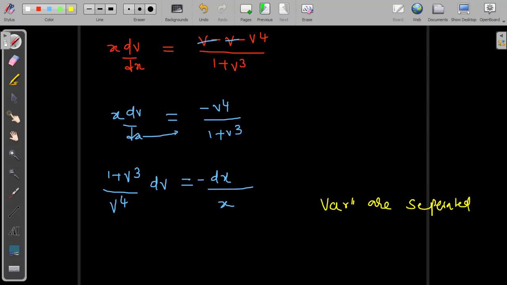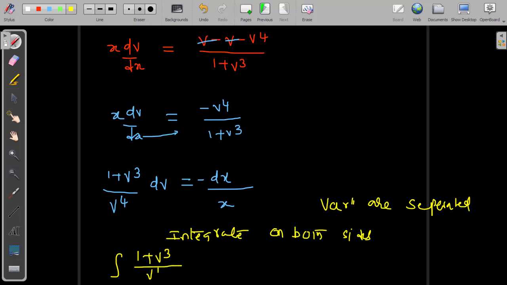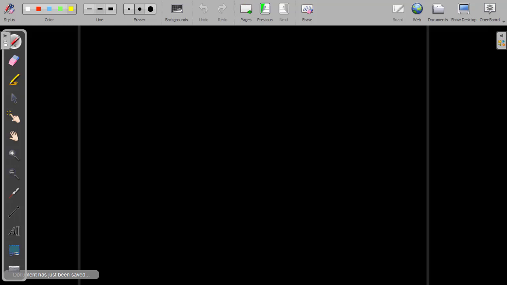Now what to do? We have to perform integration on both sides. On integration, the left side is integral of 1 plus v to the power 3 over v to the power of 4 dv, and it equals minus the integral of 1 by x dx, plus the integration constant c. Depending on the function, we can write plus c or a logarithmic constant c. Now we are left with the dv. How to perform this integration? This plays a very important role now.